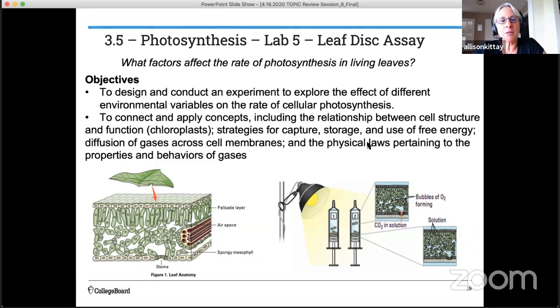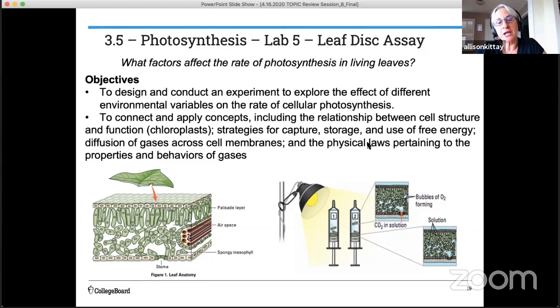So in this lab, the question we're asking is what factors affect the rate of photosynthesis in living leaves. In this lab, you have 2 objectives. You want to be able to design and conduct an experiment to explore the effect of different environmental variables on the rate of cellular photosynthesis.